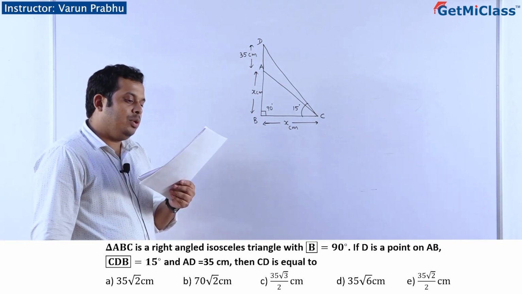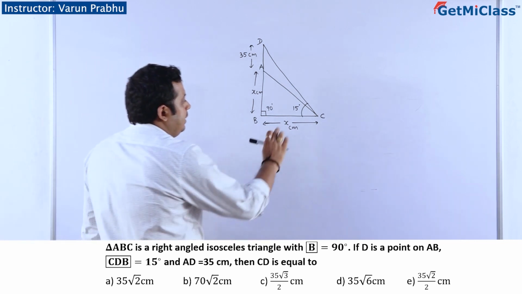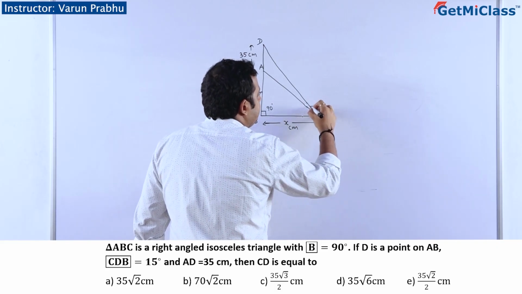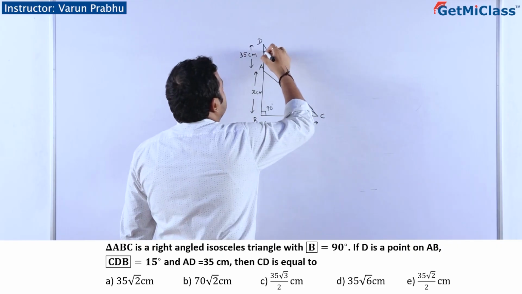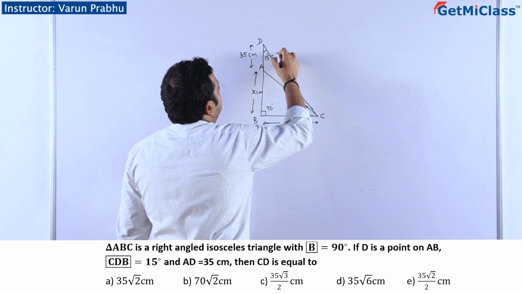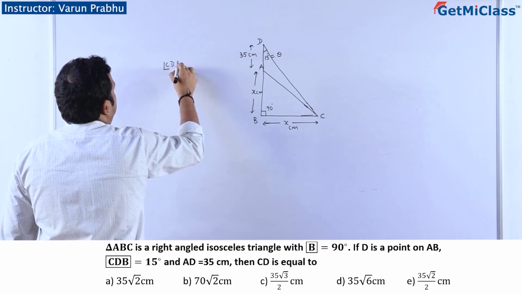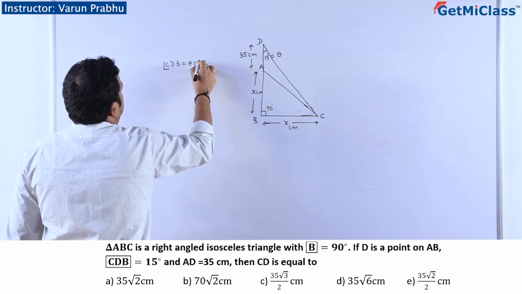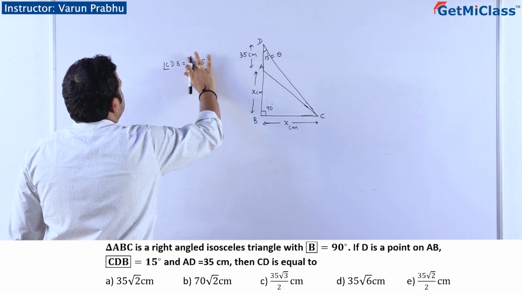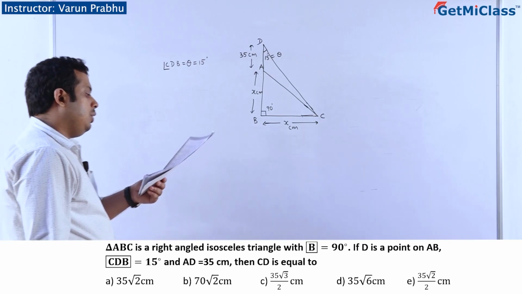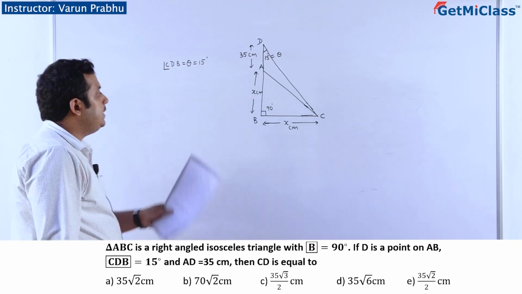Now the question is asking you to calculate CD, right? Angle CDB is given in the problem as 15 degrees. We'll call this theta. So angle CDB is equal to theta, that is equal to 15 degrees. Now the question is asking you to calculate what is the value of CD.